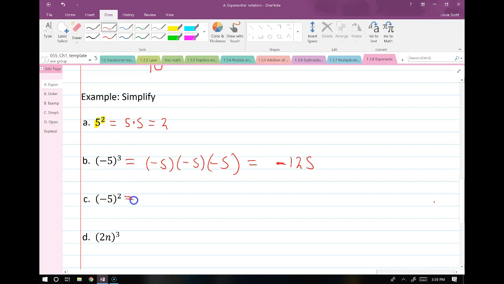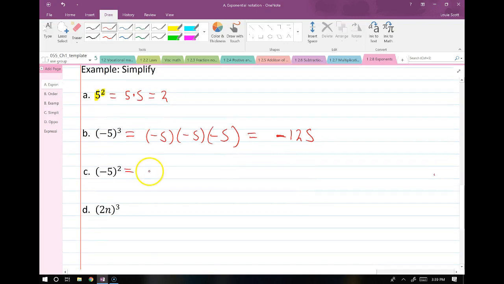All right, we do the same thing. We have -5 squared. I write -5 times -5. The result is 25. The double negatives cancel out, so the answer is positive 25.